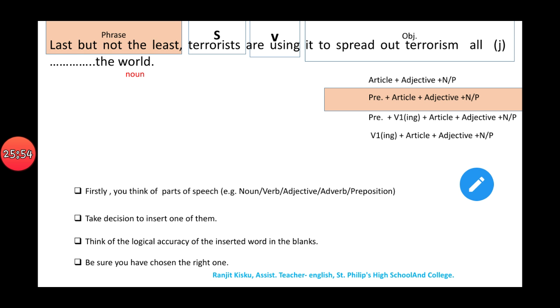So you can see world, a noun, article, and before that we need a preposition, because before the world we have more words. All, terrorism, a noun, so we have to use over, all over the world, a preposition. So in this way you can solve the questions.